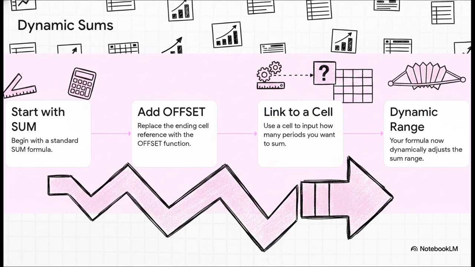Okay, now check this out. This is how we can take a regular old SUM formula and make it totally dynamic. By nesting the OFFSET function inside of it, we can tell Excel, hey, I want you to sum the first X number of months, and that X is a number we control in a completely separate cell. It's awesome. Your sum range can now expand or shrink whenever you want it to.